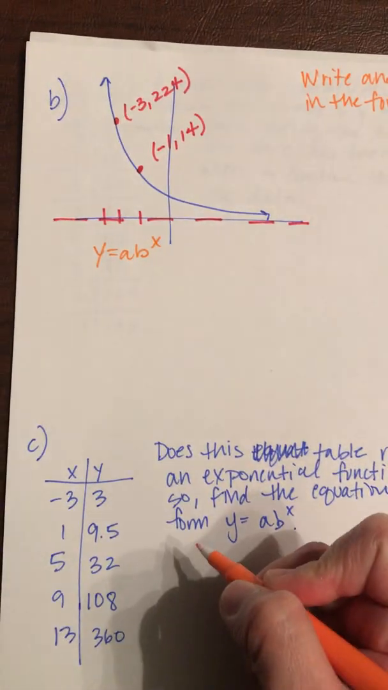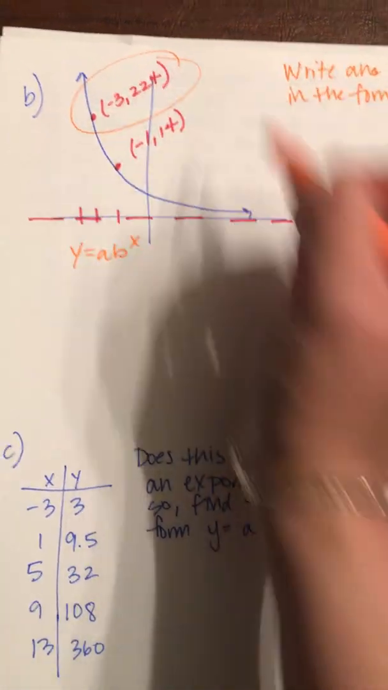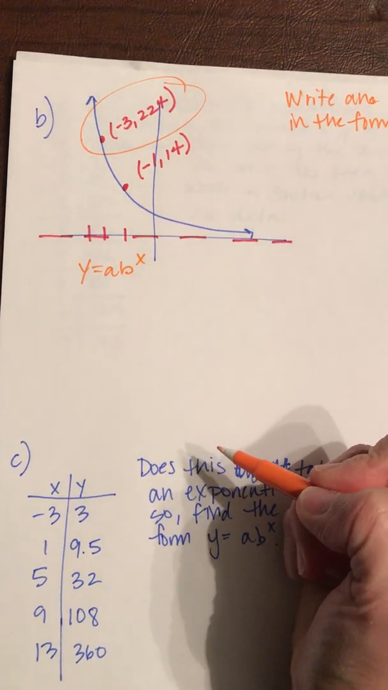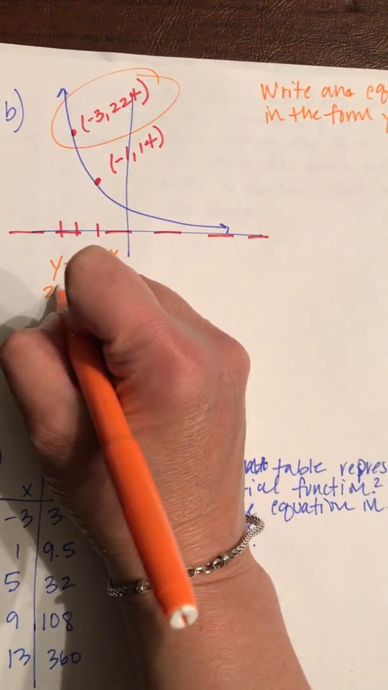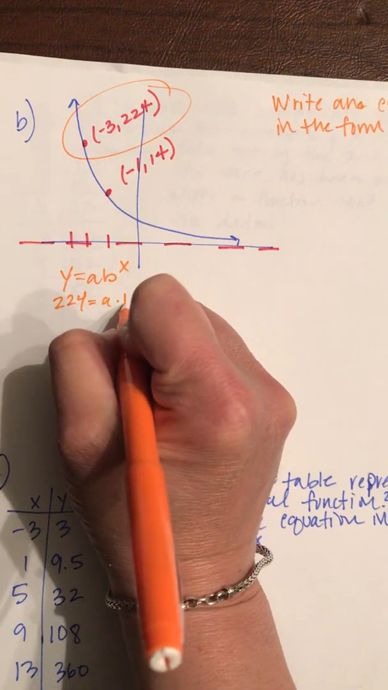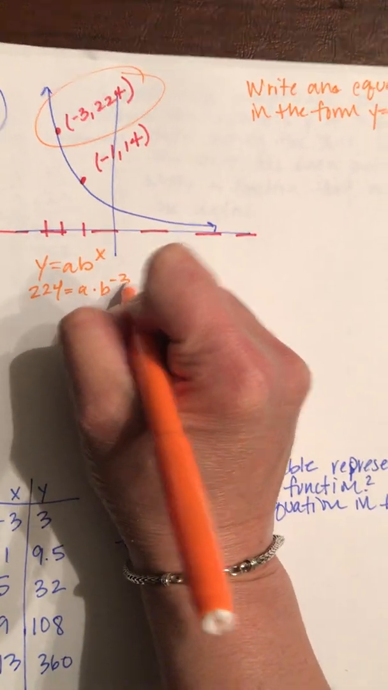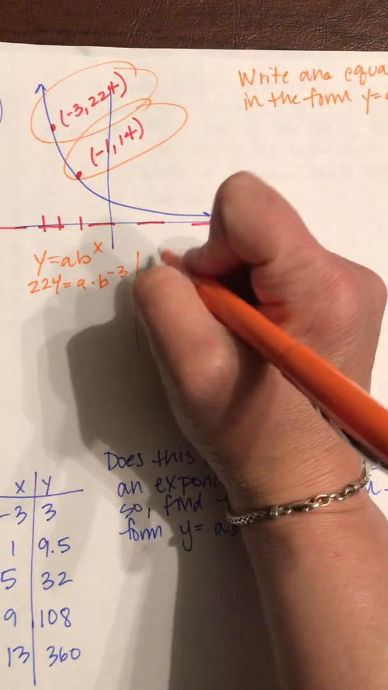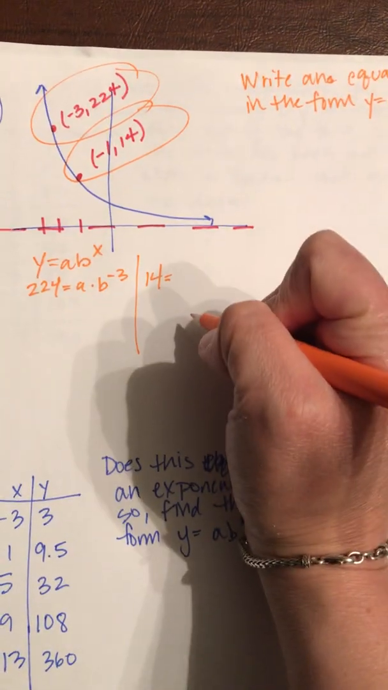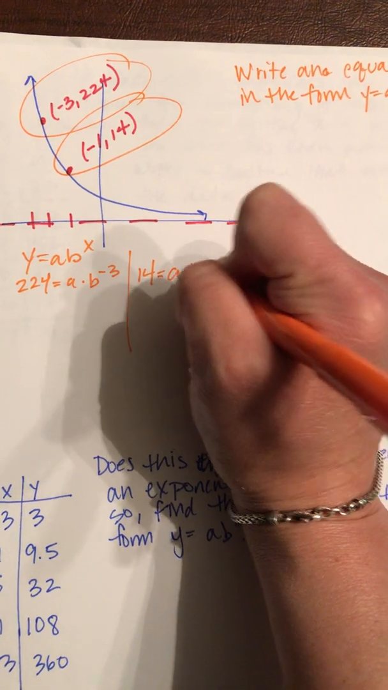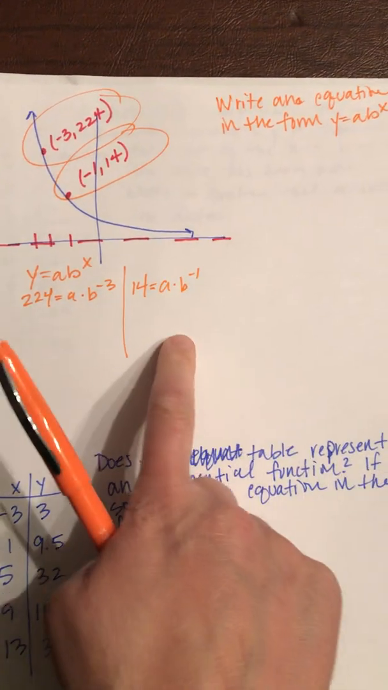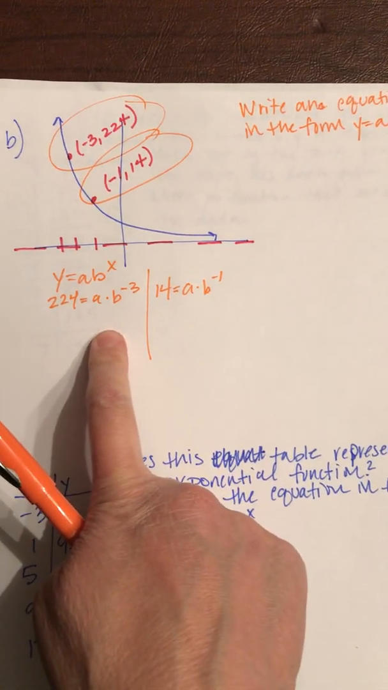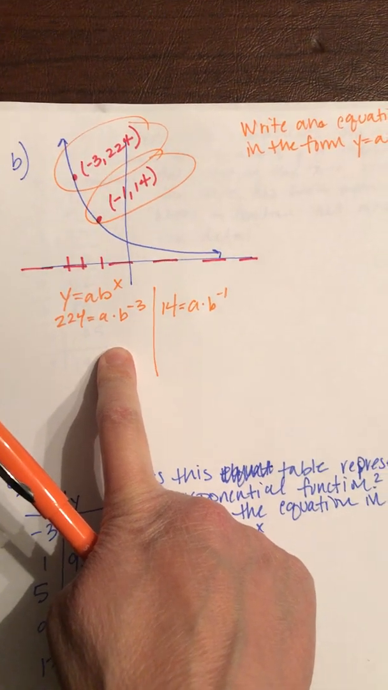If we have this equation, I'm going to take this point and plug it into my equation for x and y. So I'm going to do 224 equals a times b to the negative 3. I'm also going to take this point and write another equation, doing the exact same thing. So 14 equals a times b to the negative 1. Now I have two equations with two unknowns.